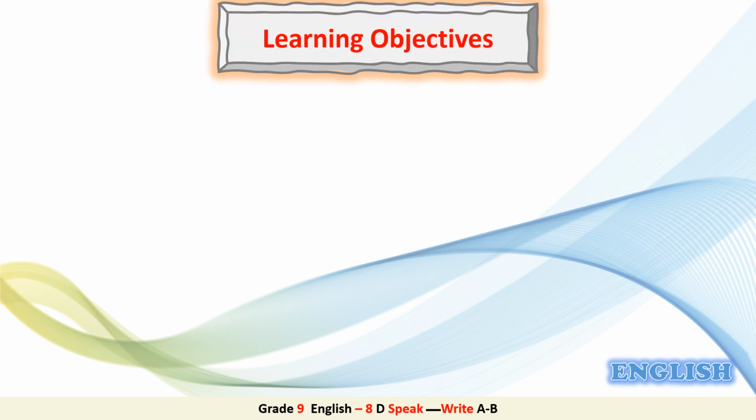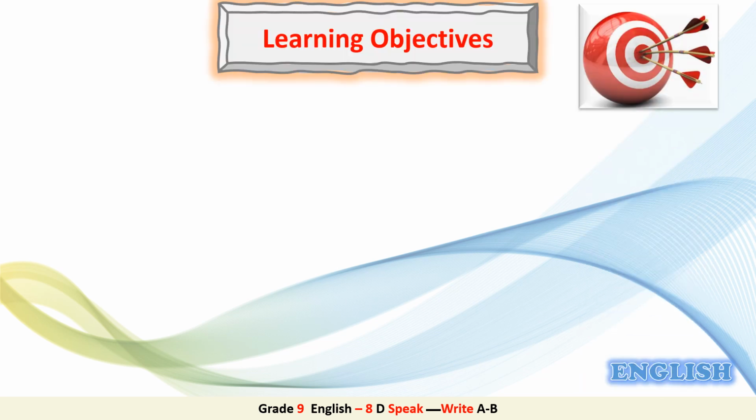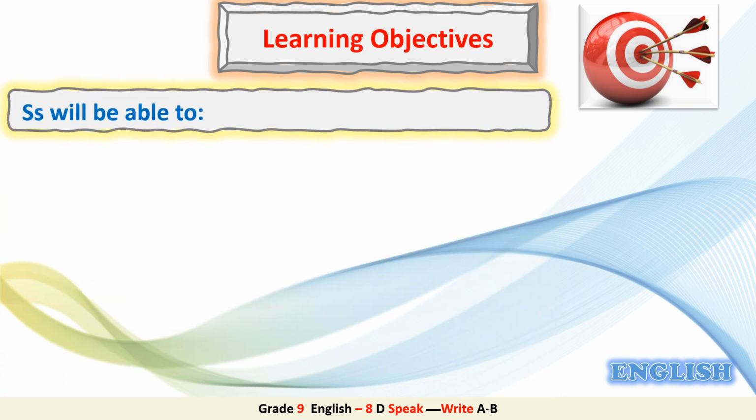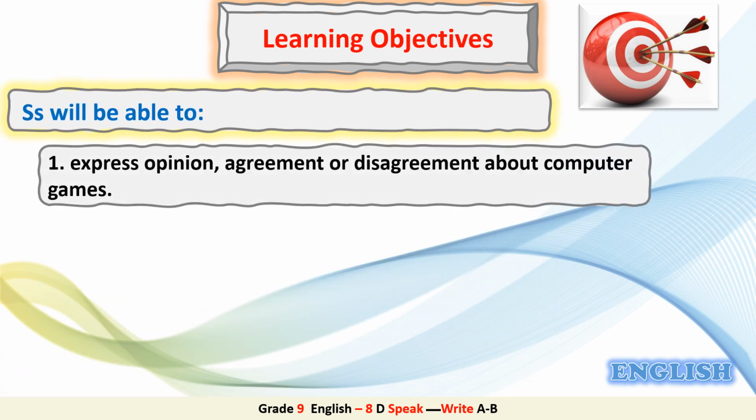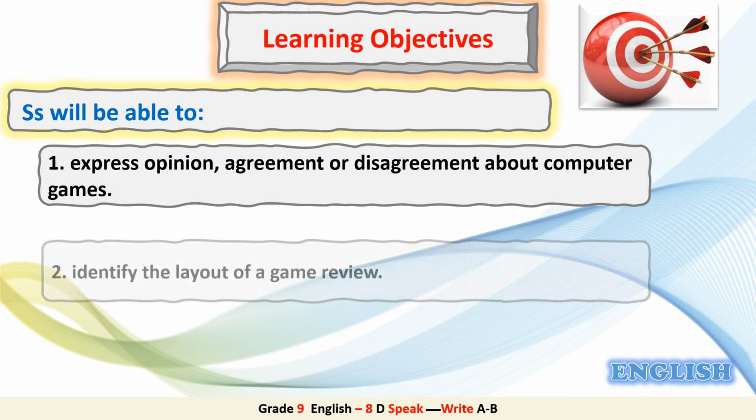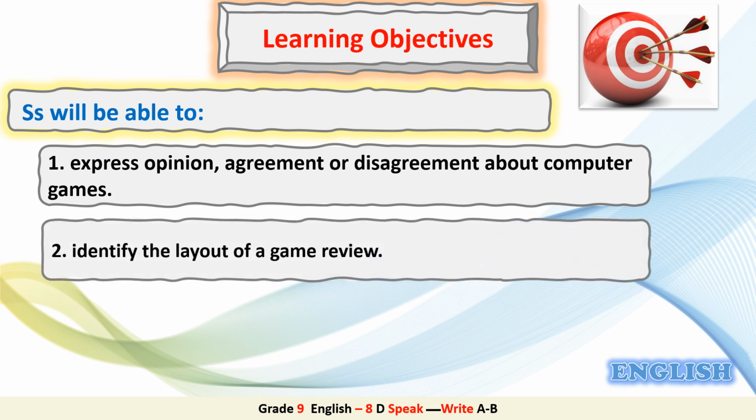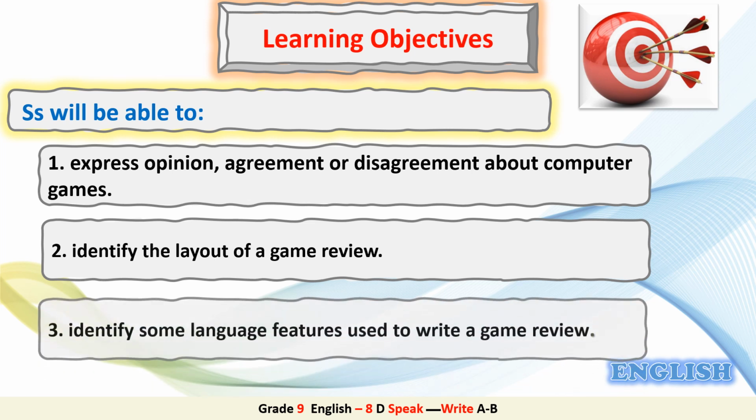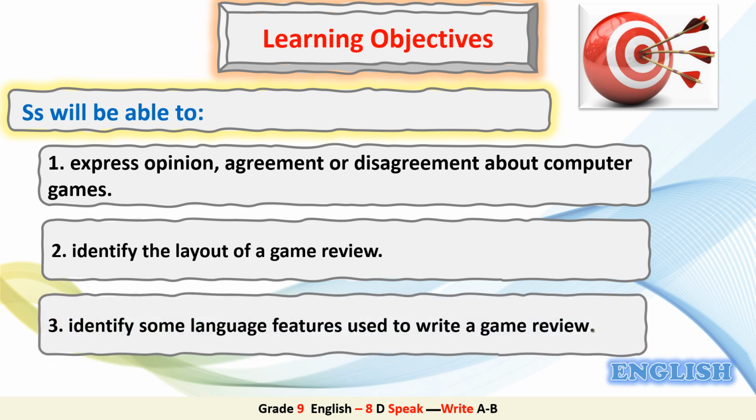First, let's have a look at our learning objectives for today. By the end of this lesson, students will be able to, first, express opinion, agreement, or disagreement about computer games. Second, we are going to identify the layout of a game review. And third, we are going to identify some language features used to write a game review.